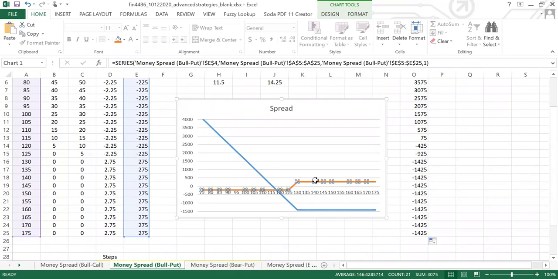Okay, so this is bull spreads, and we have built it with call options and with put options. In the next video, we are going to construct a bear spread.